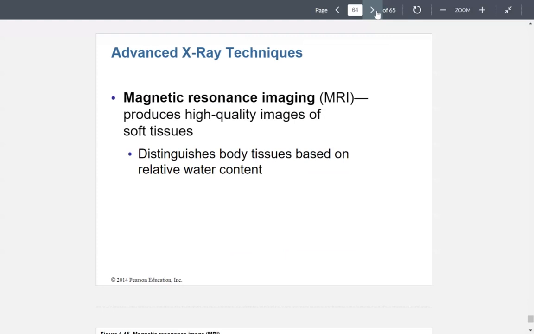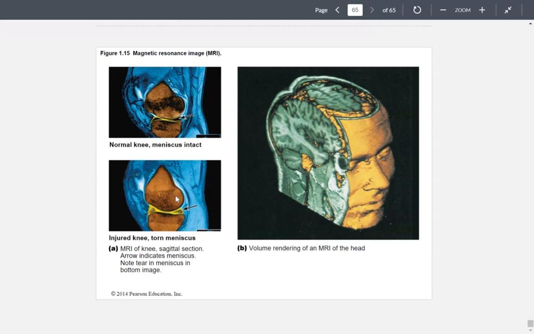MRIs, these are for soft tissues, definitively. They help determine body tissues based on water content. So these are going to use magnetic resonance and look something like this. On MRIs, the bone is going to appear more blackish. And that's the end of our first PowerPoint.